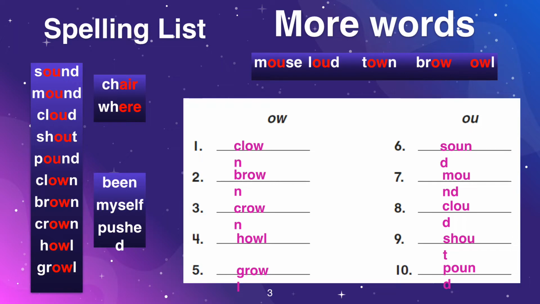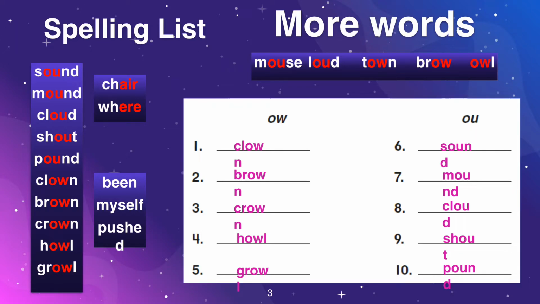Okay, guys, so this is the spelling list where we're going to see more diphthongs. So let's read. Sound, mound, cloud, shout, pound, clown, brown, crown, howl, growl, chair, wear. Okay? These are the three high frequency words: been, myself, pushed.